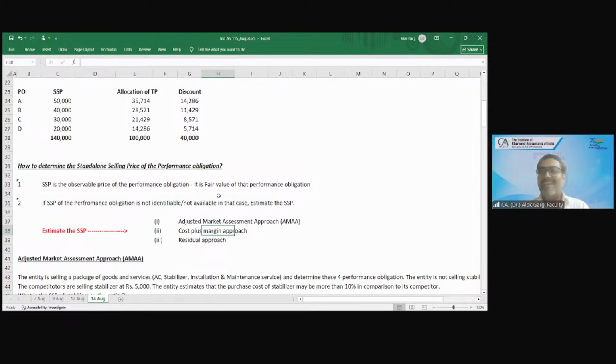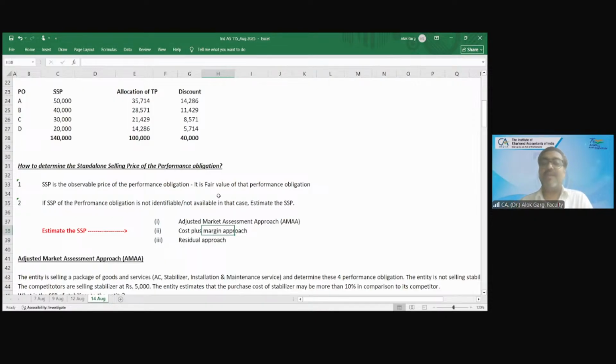AMMA. And what is the full form of AMMA? Adjusted market assessment approach. AMMA approach. What is the second approach?